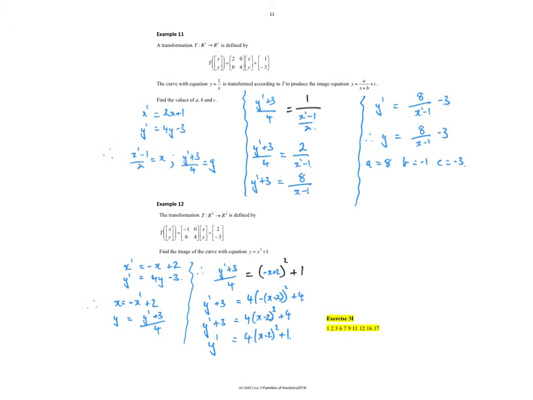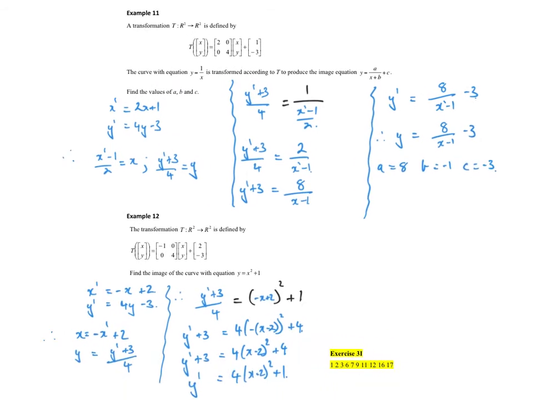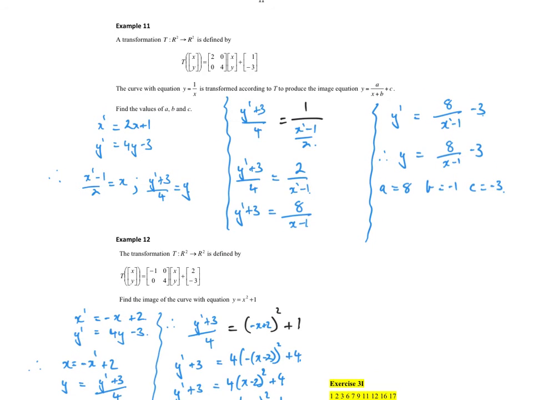Okay, so a couple of matrix transformations here that we need to have a look at. Let's have a look at the first one there. The curve is transformed according to that particular transformation matrix. We end up with a function that we need to get into that form. Find A, B, and C.